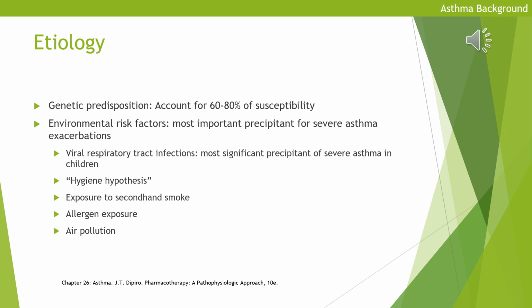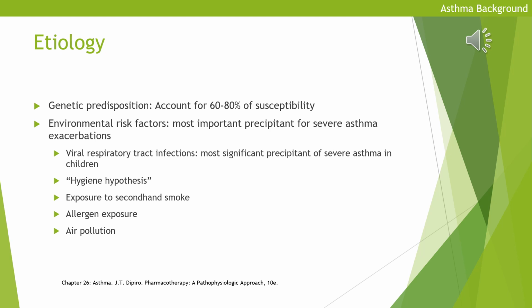The etiology of asthma is multifactorial. Genetics account for about 60 to 80% of a person's susceptibility to developing asthma. But there are also many environmental risk factors, and these are the most important precipitant for a severe asthma exacerbation. In children, the most significant precipitant of severe asthma is viral respiratory tract infections. These include RSV, rhinovirus or the common cold, and influenza.